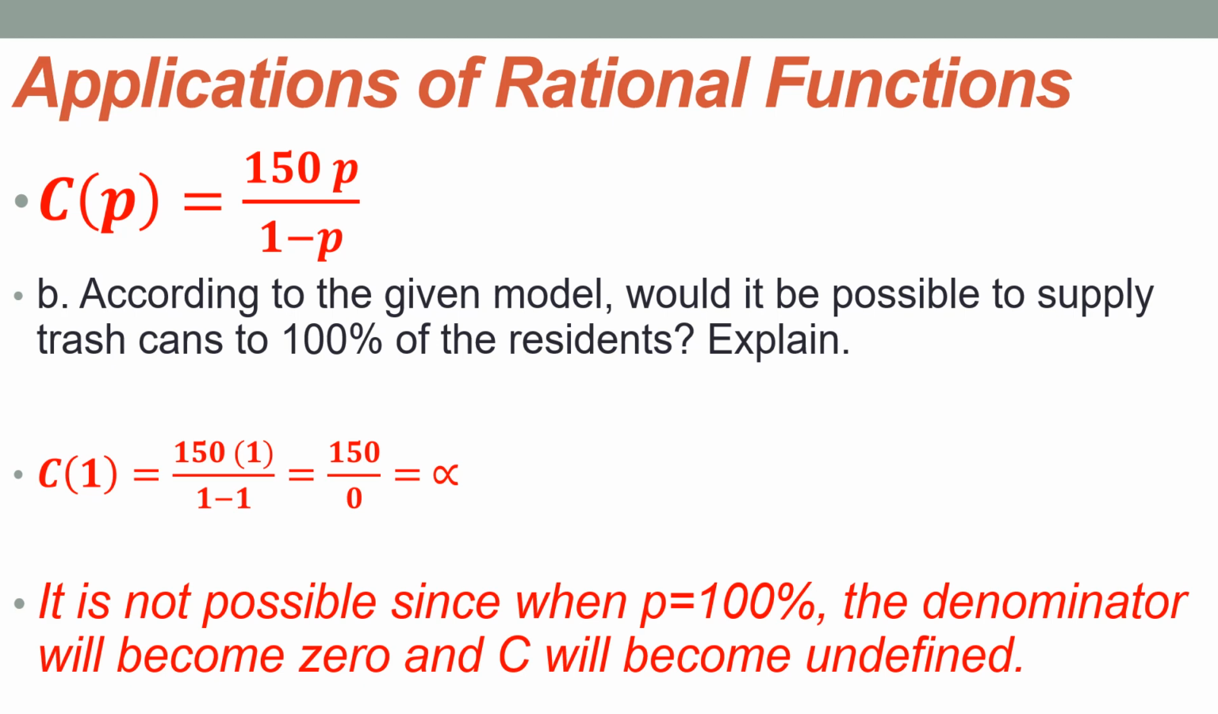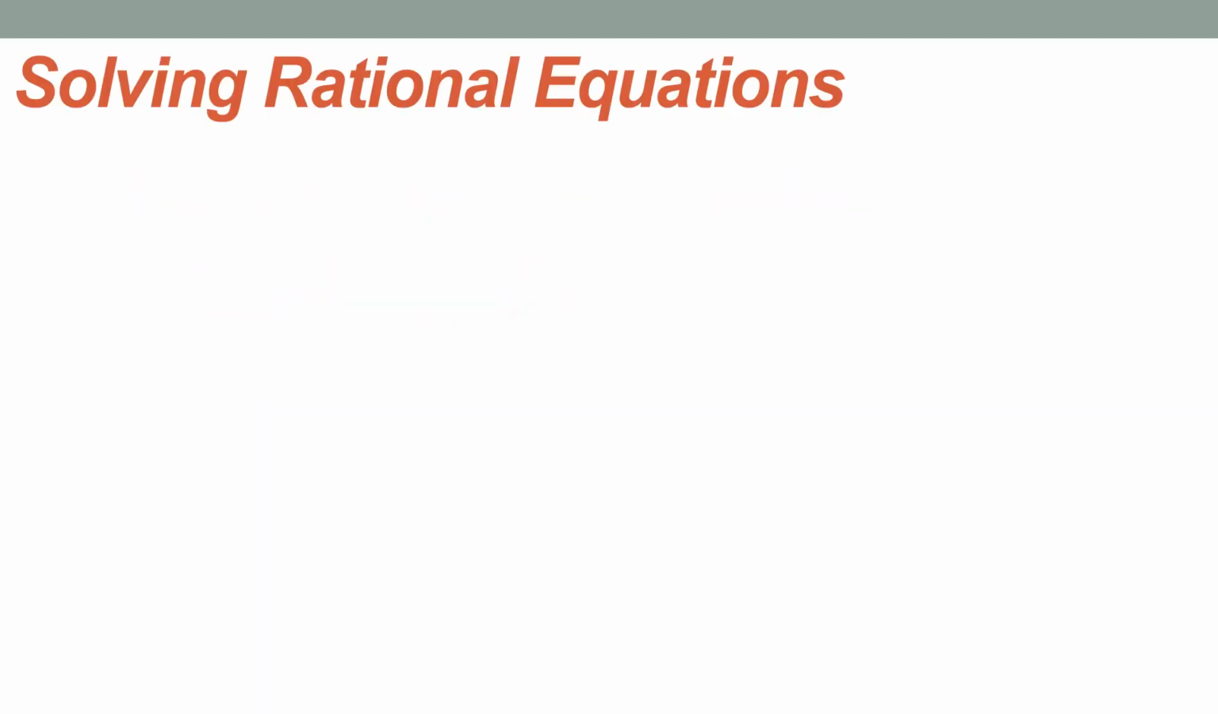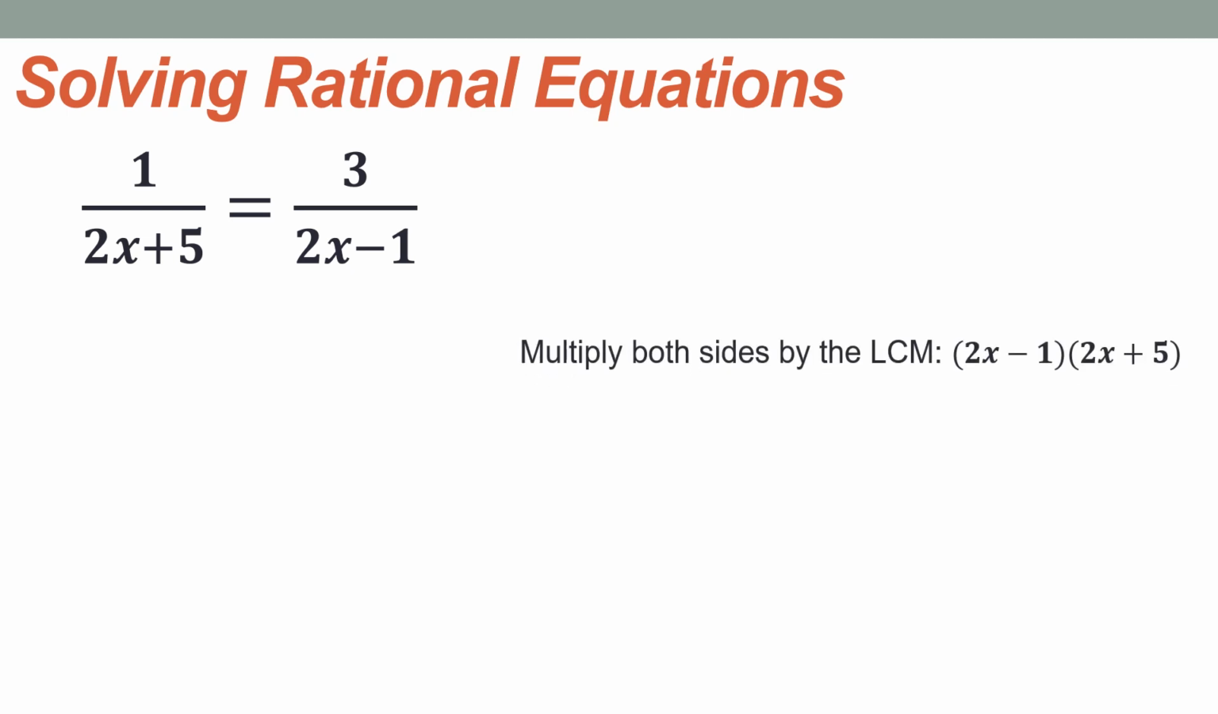Now, let us proceed with solving rational equations. Suppose we have 1 over 2x plus 5 is equal to 3 over 2x minus 1. We are going to solve for x. What are we going to do? We're going to multiply both sides by the LCM. The LCM of this rational function is 2x plus 5 times 2x minus 1.